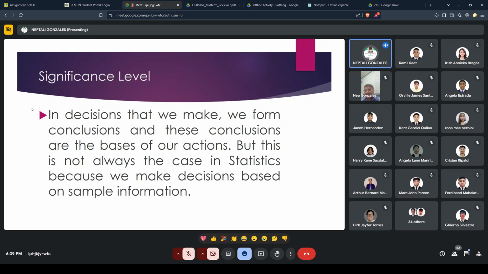So in decisions that we make, we form conclusions. And these conclusions are the basis of our actions. But this is not always the case in statistics because we make decisions based on sample information. Yung kanina kasi, madaling makita yung fact or just a hearsay. But if you are dealing with so many data, so many variables, that's the time that you will base your decisions on the data.